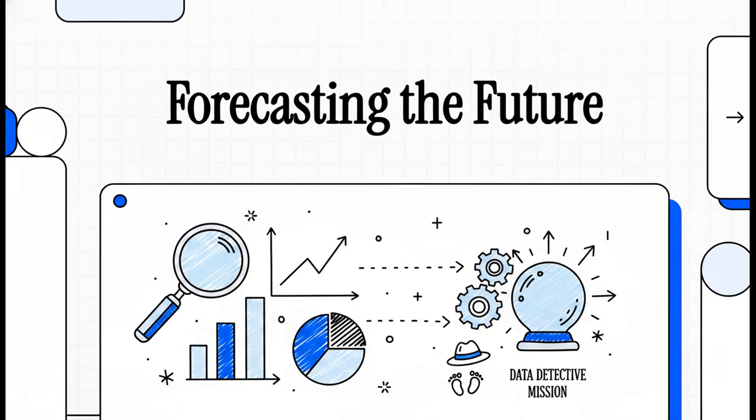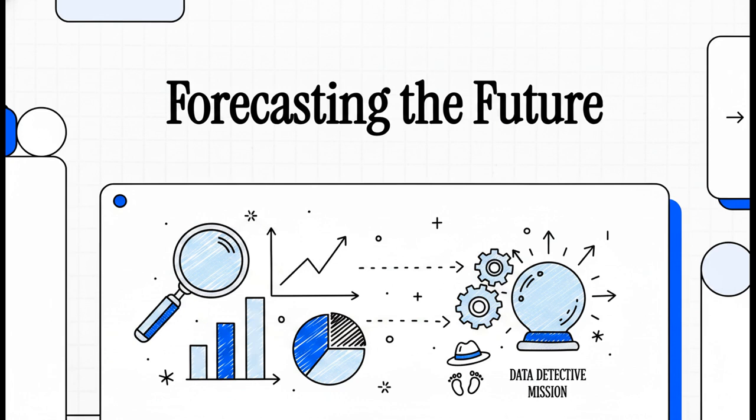So, what if you could see the future? And no, I'm not talking about with a crystal ball. I'm talking about with data. See, every set of numbers tells a story, right? A history of what's already happened. But hidden inside that story are clues about what's coming next.